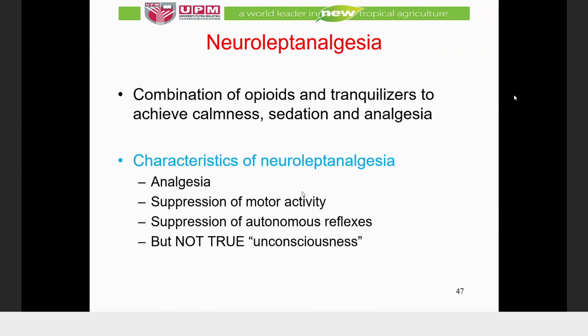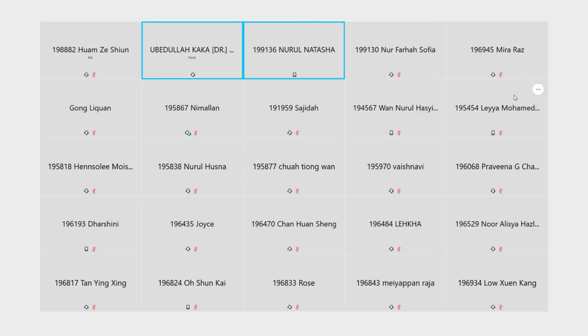Doctor, how to administer the drug? How do we know whether to use IM or subcut? Which drug? For example, an opioid like morphine, we can administer through IM or subcut. We can administer it intramuscular, we can administer IV, and we can administer subcut.